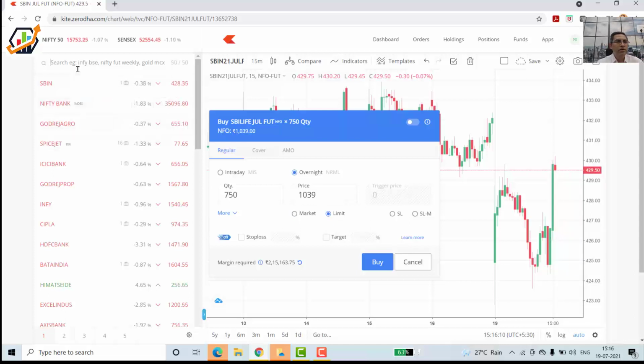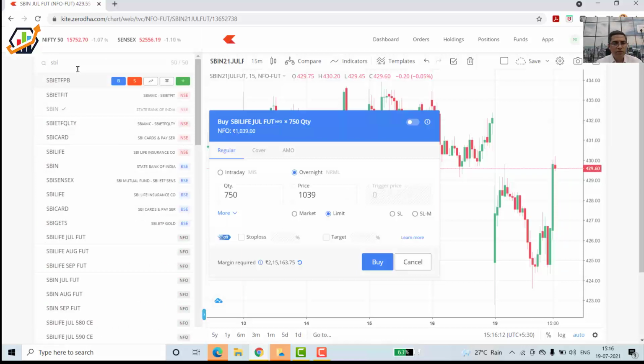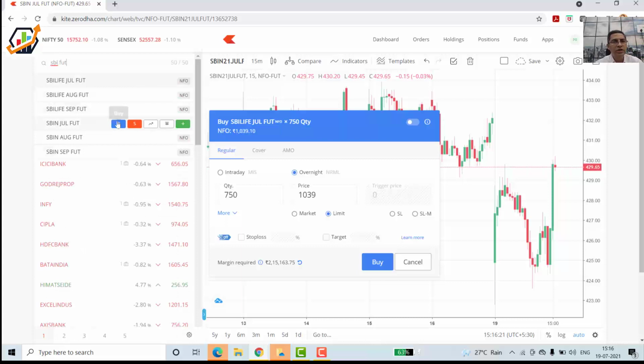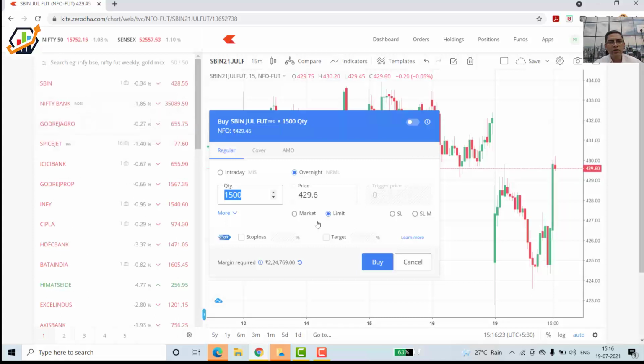This is for SBI futures. Let me take SBI futures. SBI futures is over here, which is at 429.5. Now if I want to buy somewhere around 425, while right now it is 429, what I can do is select it here as 425. So when the price comes to 425, that is the time my order is going to get executed.